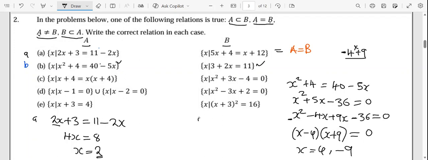So that would be 3x. No, that's not 3x. All right. So 3 plus 2x is equal to 11. So this means that we have 2x is equal to what? So meaning that x is equal to what? 4. You have seen that this is B, right?